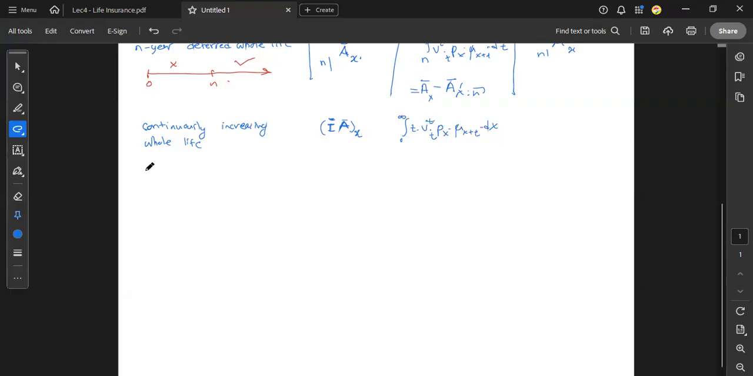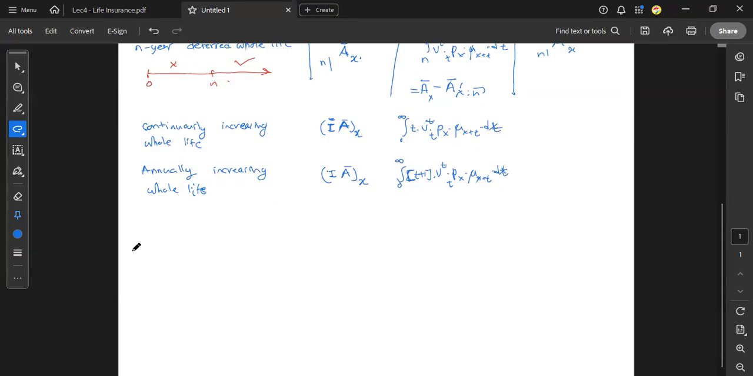And annually increasing whole life. Benefit is paid at the moment of death, but increasing annually, so we don't have any bar here. So it goes integer part of t plus 1 times v^t, tPx, mu x plus t, dt.